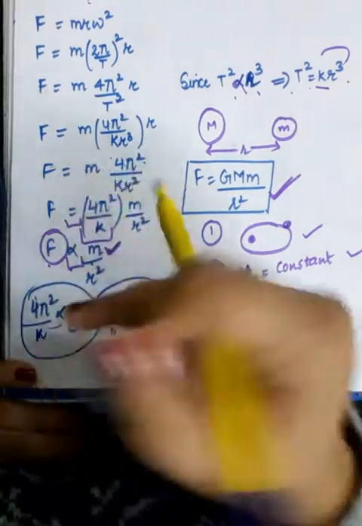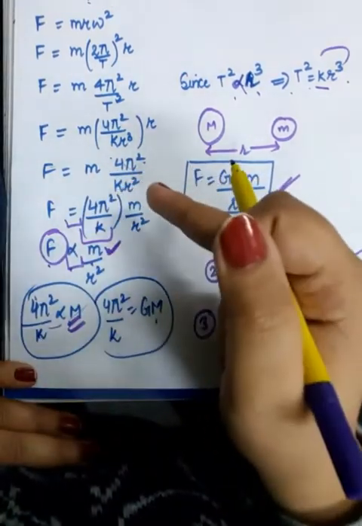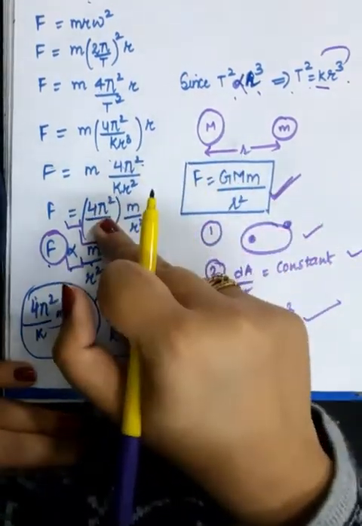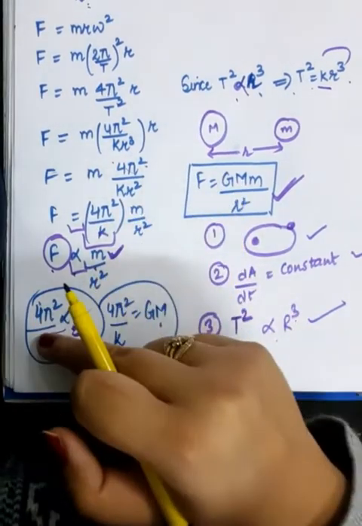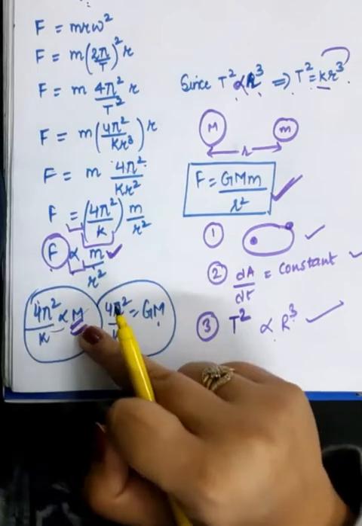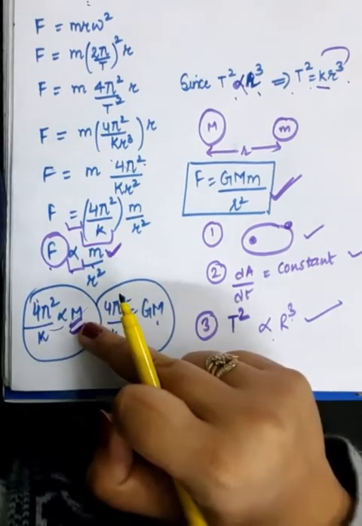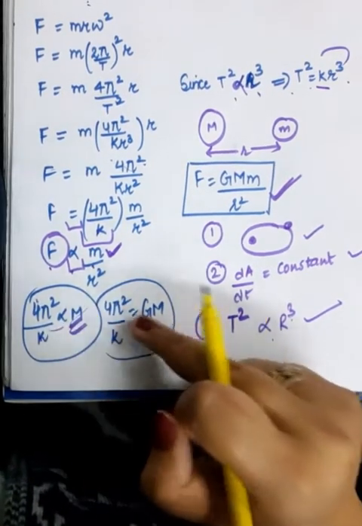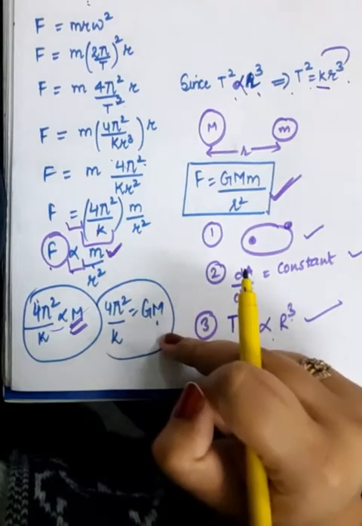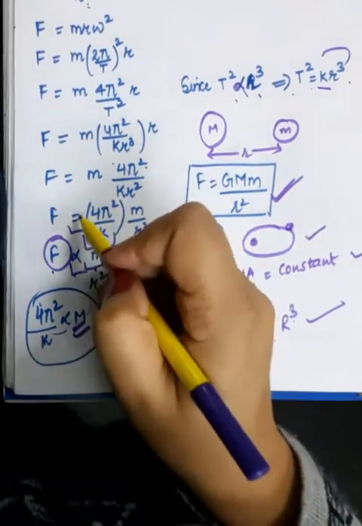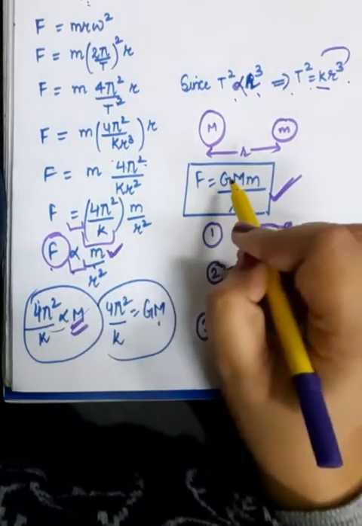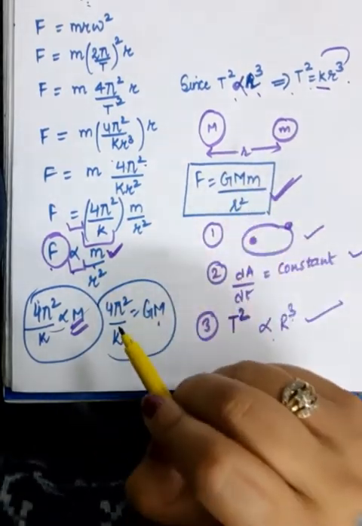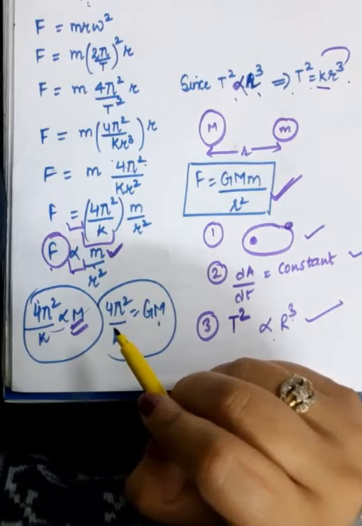Okay, so where has that gone? That means it has gone somewhere inside this constant. So this constant 4 pi square upon k is containing the mass of the sun, capital M. So once you remove this, you get 4 pi square upon k equals GM. So in place of all this constant, just put GM. So you're going to get GMm upon r square, which is Newton's law of gravitation.